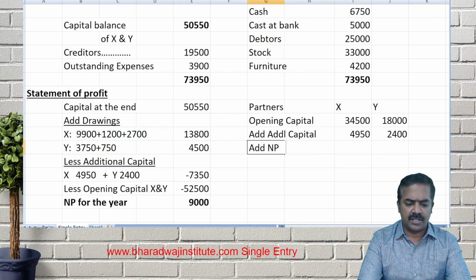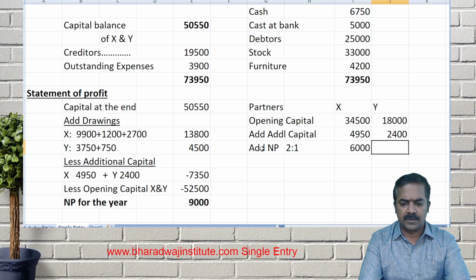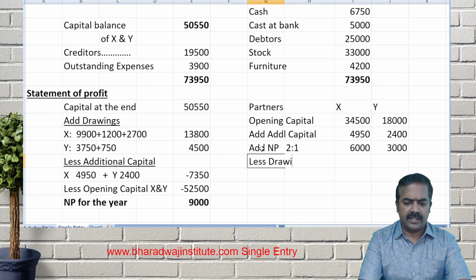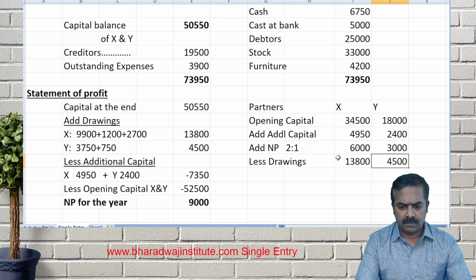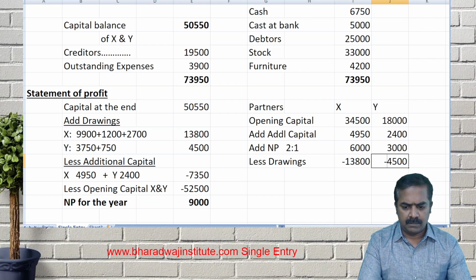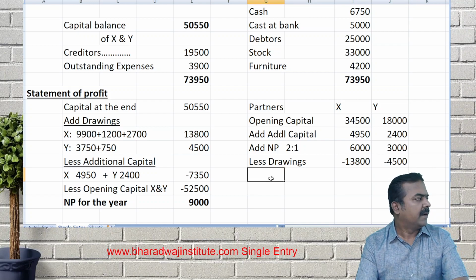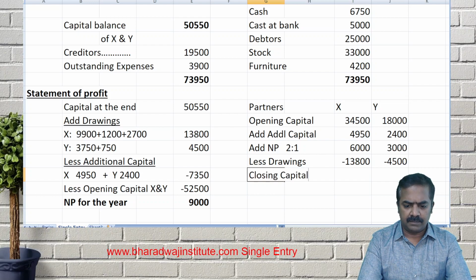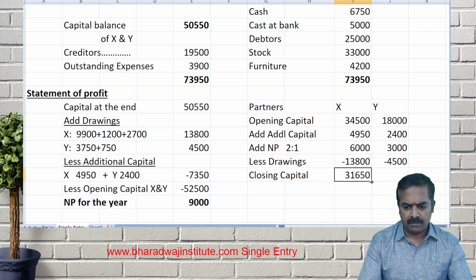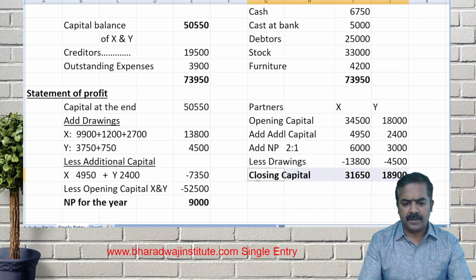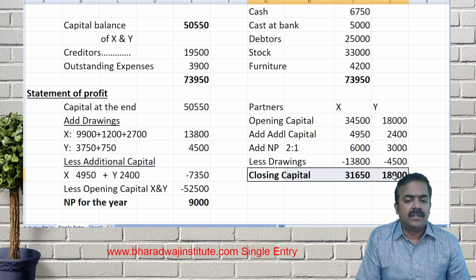Add net profit. In which ratio will that be shared? 2:1 ratio. 6,000 and 3,000. Less drawings of X and Y, 13,800 and 4,500. So this will give us closing capital. You can verify. This will give us closing capital. Add it up and see. Are you getting this 50,550? 31,650 plus 18,900 will give us 50,550.